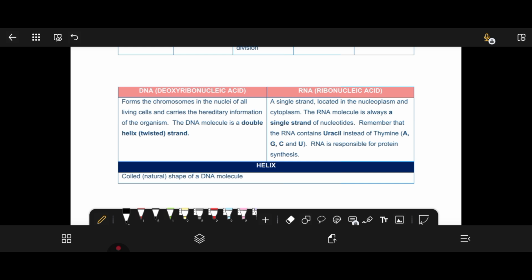A DNA molecule is a double helix, a twisted strand. This is very important for you to know. It is a double helix strand. RNA is a single strand. It is located in the nucleoplasm, and this is also something that you need to understand. It is always a single strand of nucleotides.